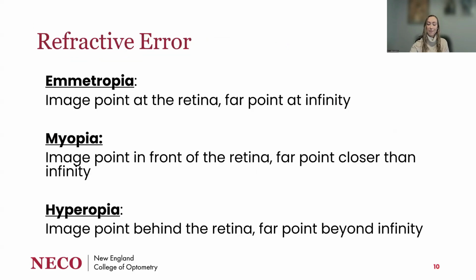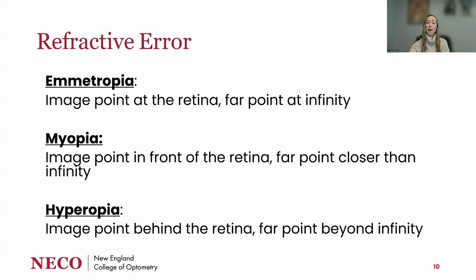There are three scenarios that may occur in each of our principal meridians. First is emmetropia. That's when our image point is at the retina and the far point is located at infinity. This is when no lenses are indicated for neutrality. You want to consider your working distance as well when scoping this with a retinoscope, as it will not appear neutral with no lenses in place because your working distance is at play.